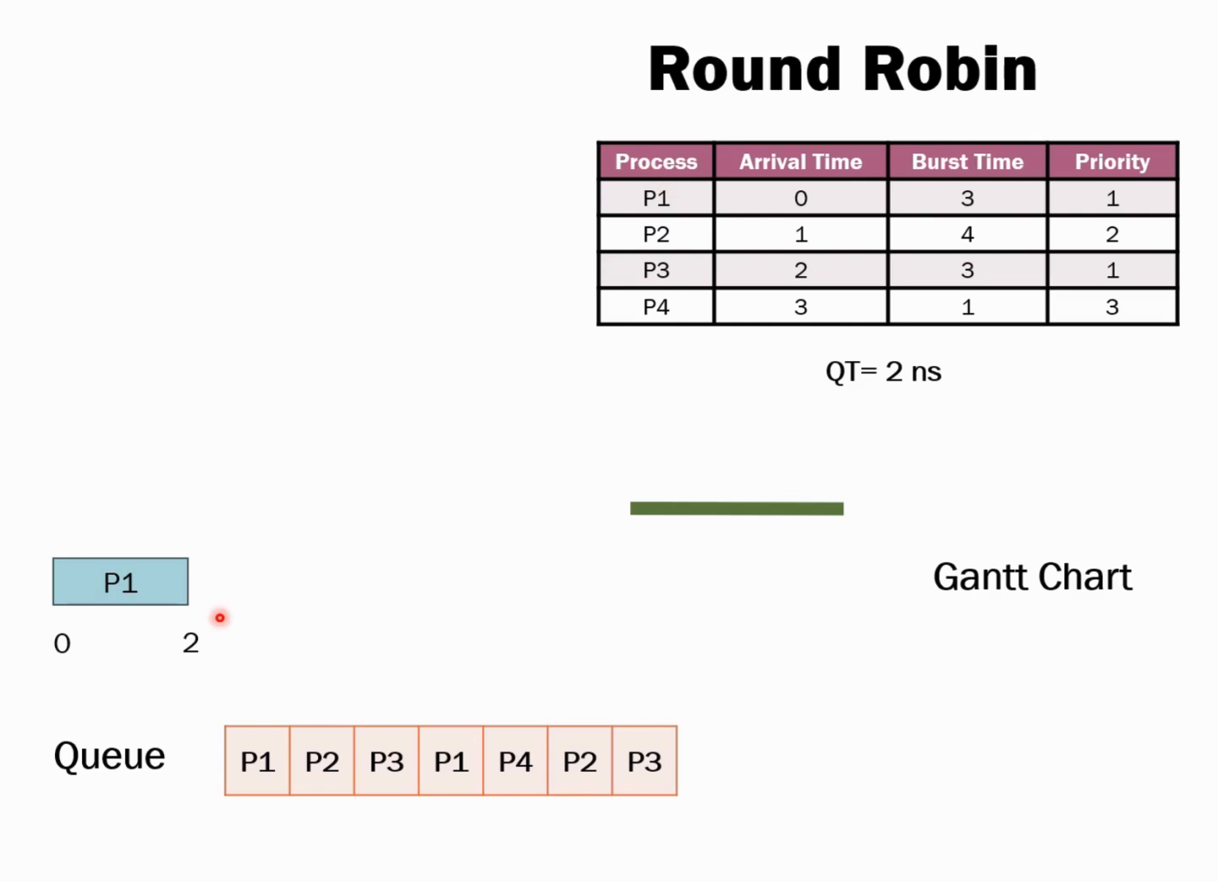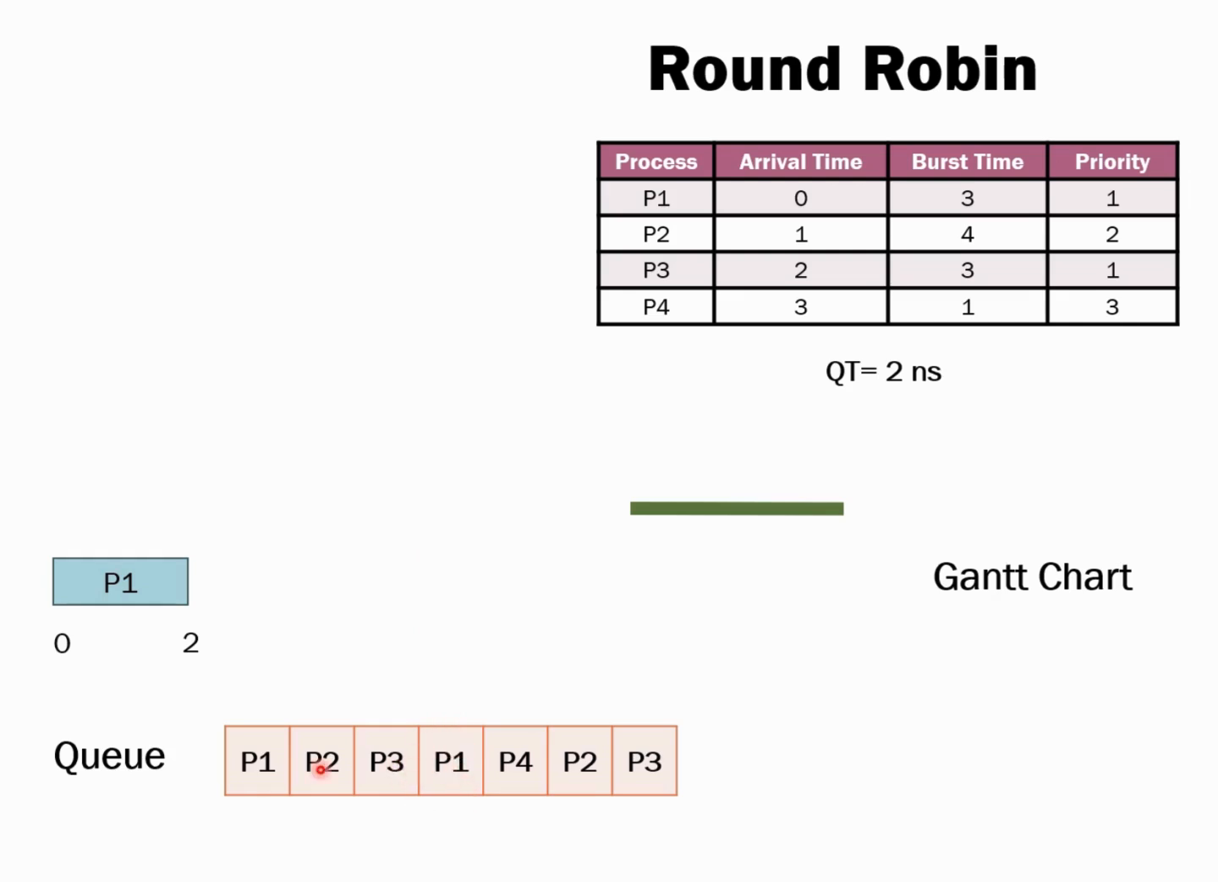So of course, P1 is scheduled and allocated the CPU between 0 to 2, because the quantum time is 2. In the queue we have only P1. But between 0 to 2, at time 1 and 2, P2 and P3 are added to the system. After P1 got the quantum time of 2 nanoseconds, it is added to the queue after P3.